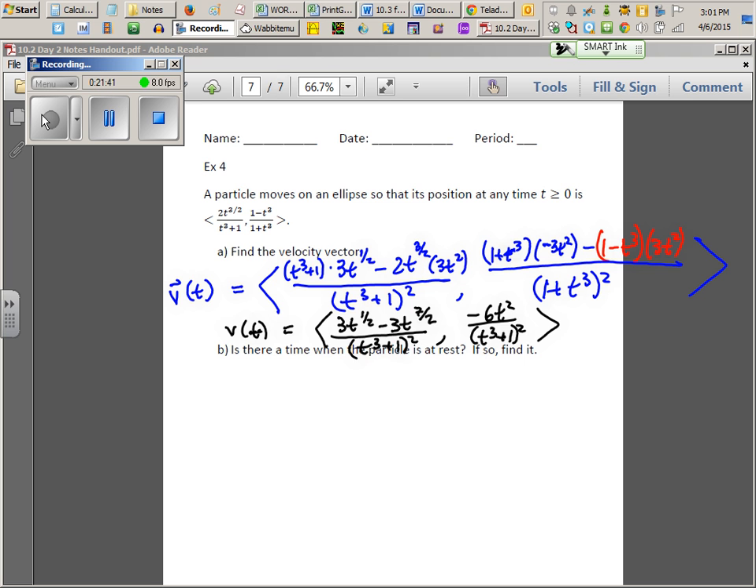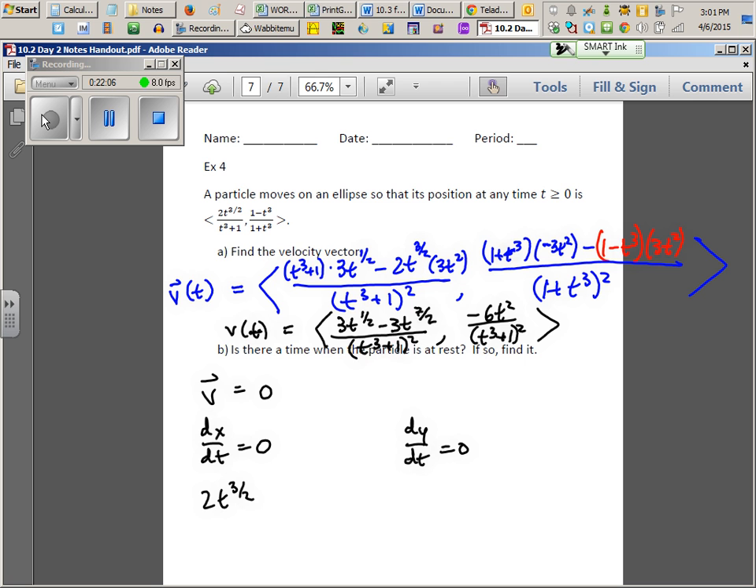Now that we've found the velocity vector, we can answer the next question. Basically it asks, is there a time when the particle is at rest? So the particle will be at rest when both dy dt and dx dt are 0. That's very, very important. So we need v to be equal to 0. That means dx dt is 0 and dy dt is 0. So we kind of need to solve both of these.